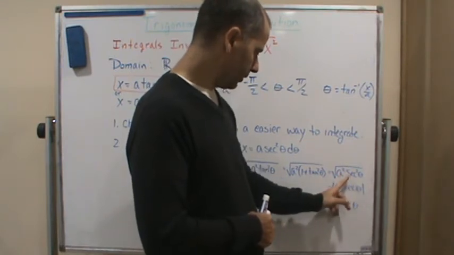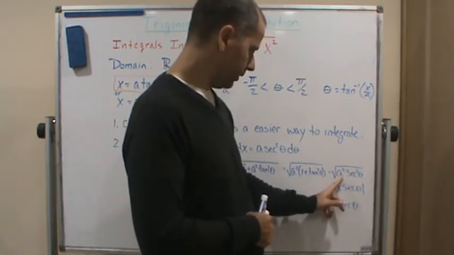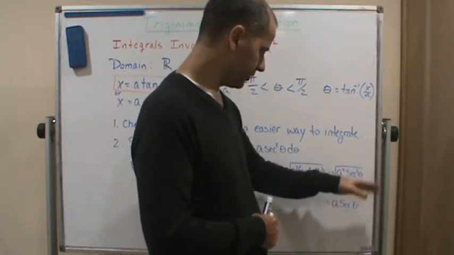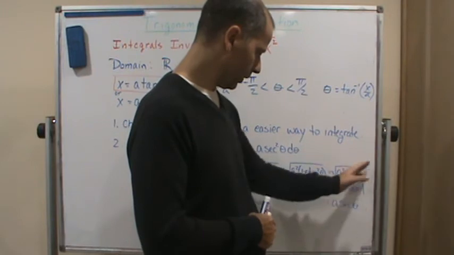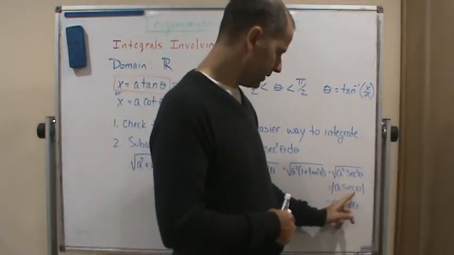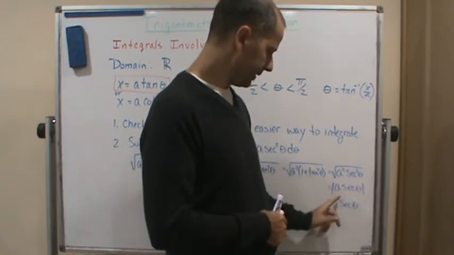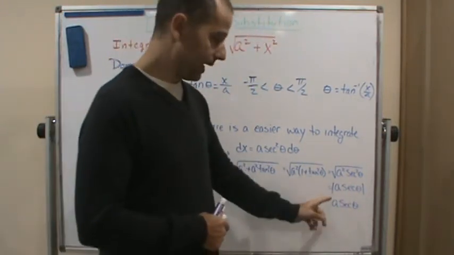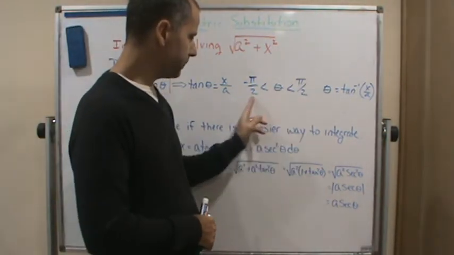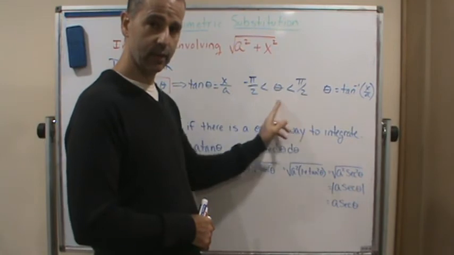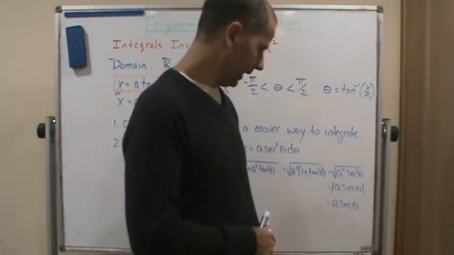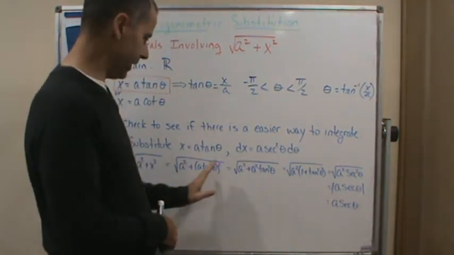So we replace this with secant squared, and we can pull out a squared times secant theta quantity squared. Taking the square root of both, we get the absolute value of a secant theta, which is a times secant theta. We can drop the absolute value signs because secant is positive over this interval, and we get a secant theta. So that's the breakdown.